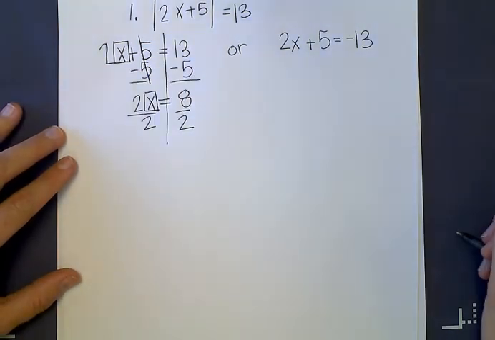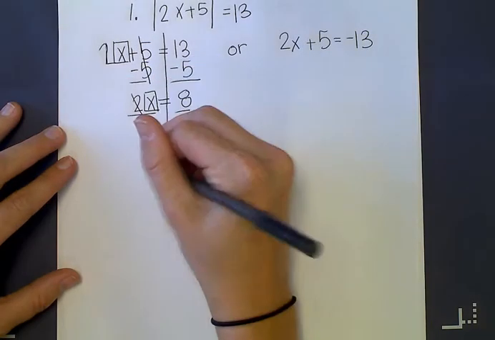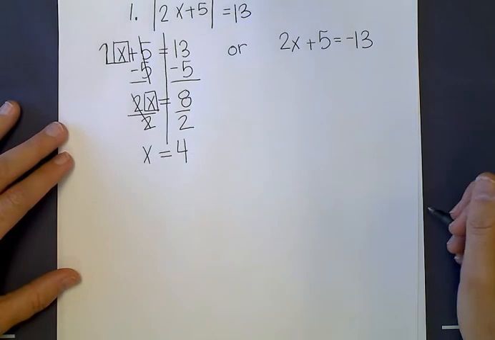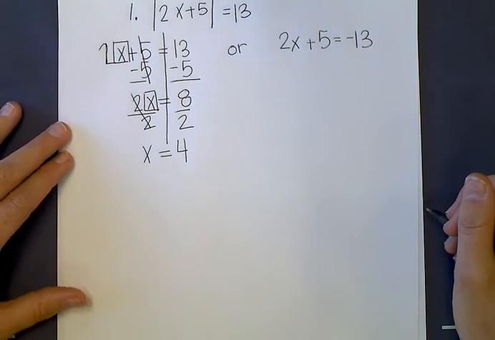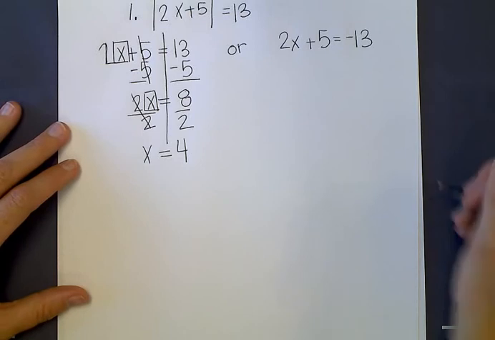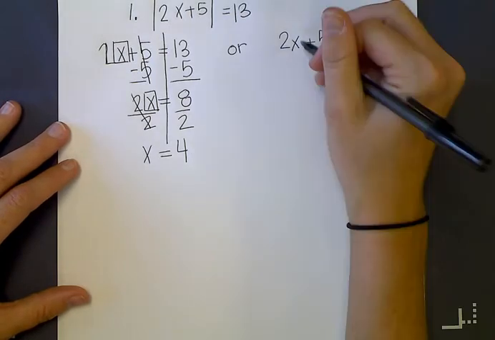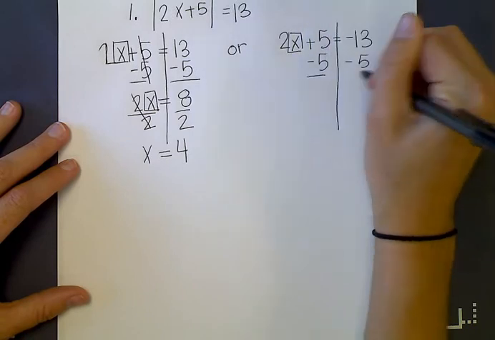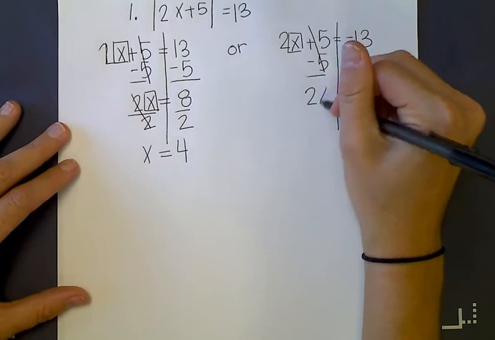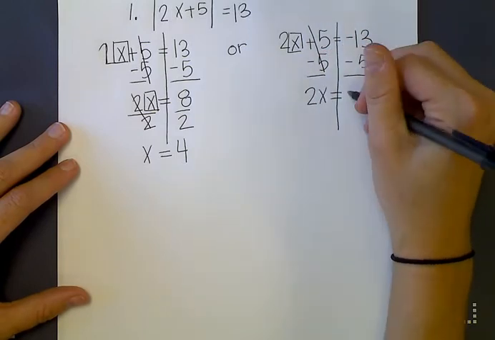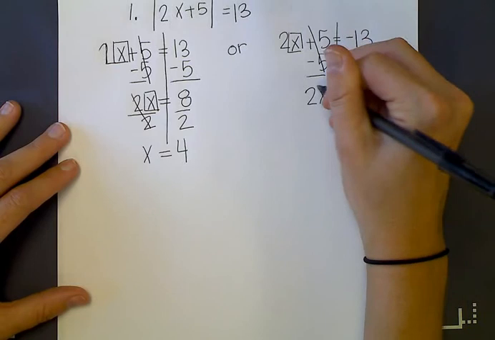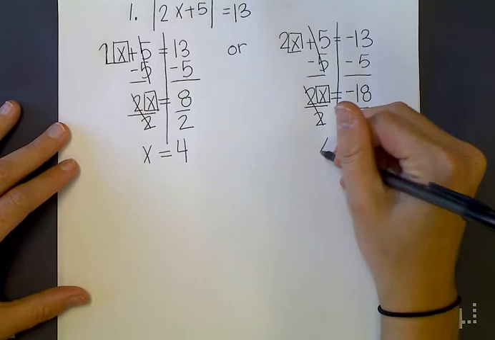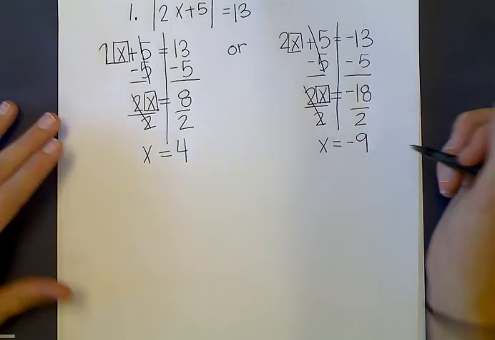2x divided by 2 is x. 8 divided by 2 is 4. One solution is x equals 4. For my next equation, I followed the same steps. Isolate your variable by subtracting 5 from both sides, and then dividing both sides by 2. This leaves you with x equals negative 9.